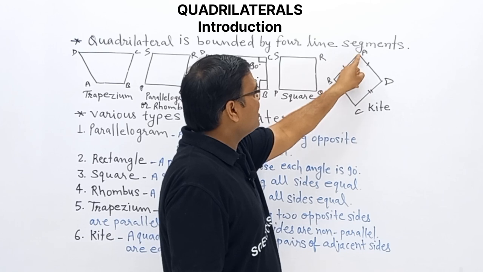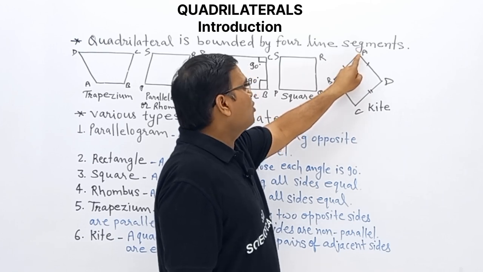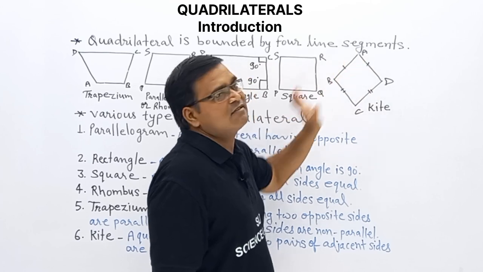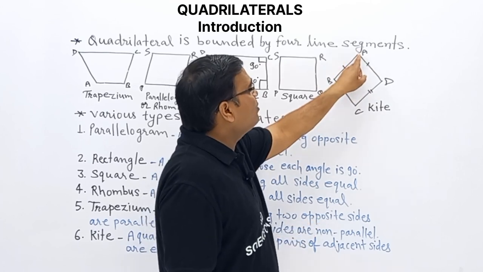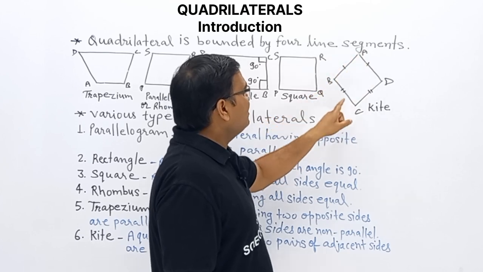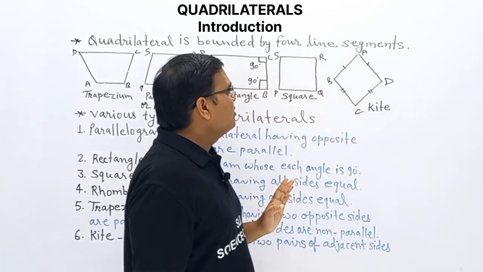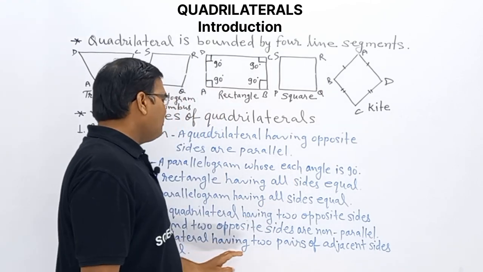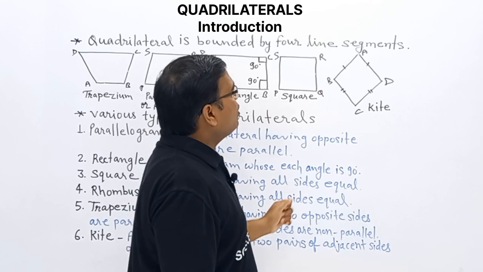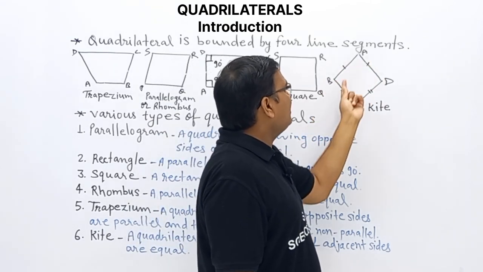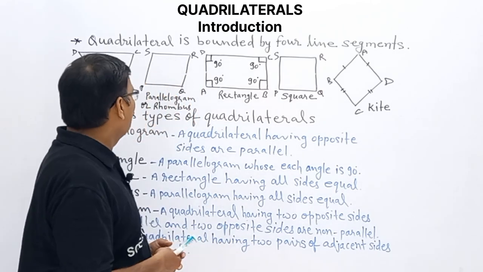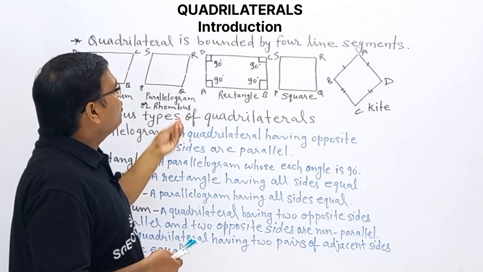Adjacent sides means they start from the same point, from this one, this side and this side. This side and this one both are adjacent. Clear? They have a common vertex. So a quadrilateral having two pairs of adjacent sides equal: this one equal to this one and this one equal to this one. Then we can say that one is a kite.